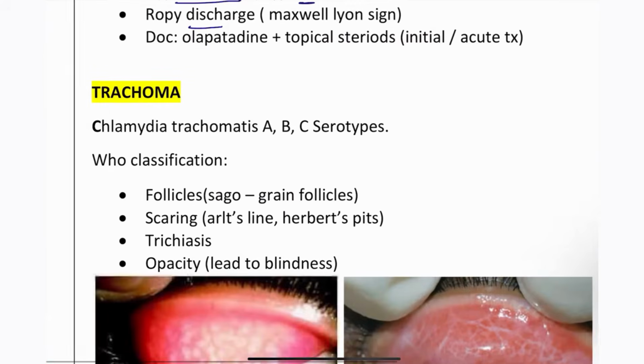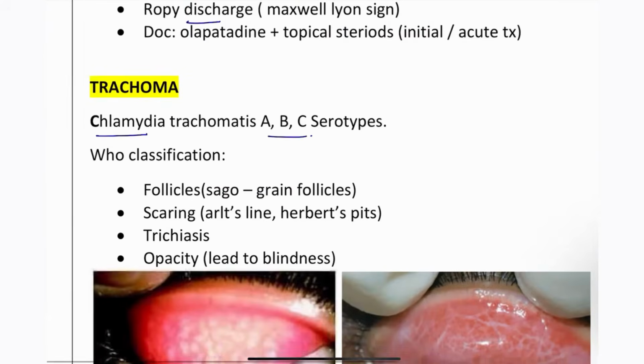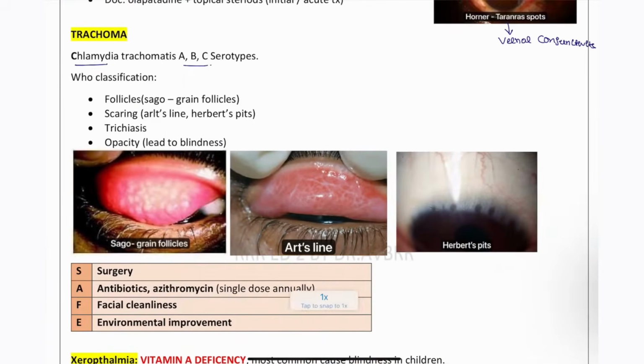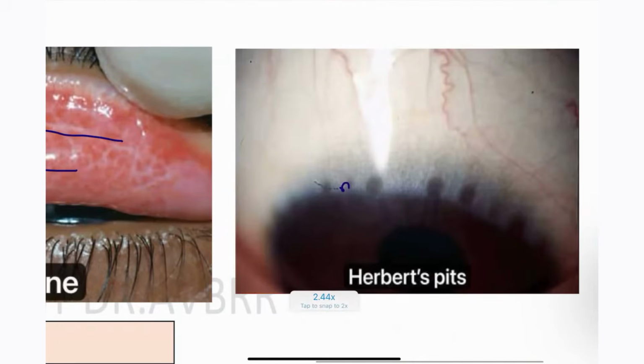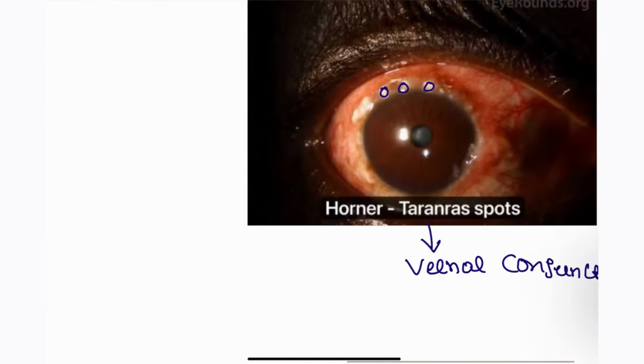Next, trachoma. This is due to chlamydia, serotypes A, B, C, and you are going to see the sago grain follicles. These are the sago grain follicles you are going to see. Arlt's line. Okay, this is the Arlt's line that you observe, and Herbert's pits. Okay, there are black-colored spots, right? These are the Herbert's pits, and Horner-Trantas dots are white in color. Okay, this is the difference between these two.